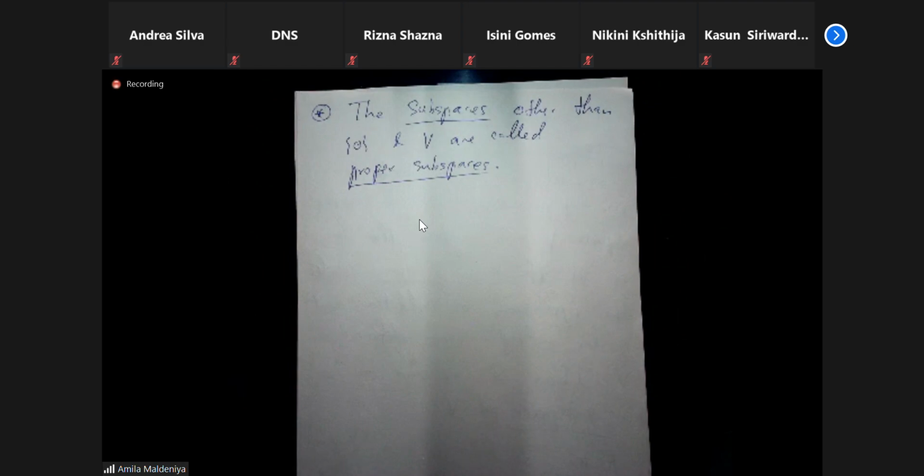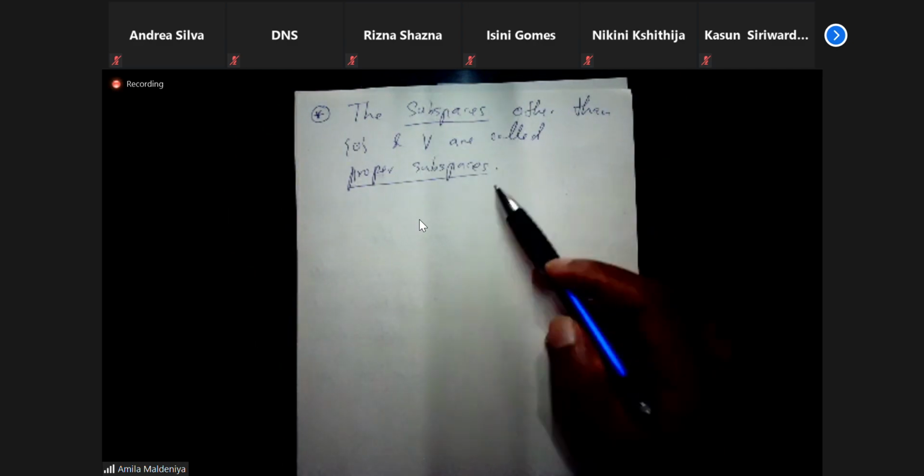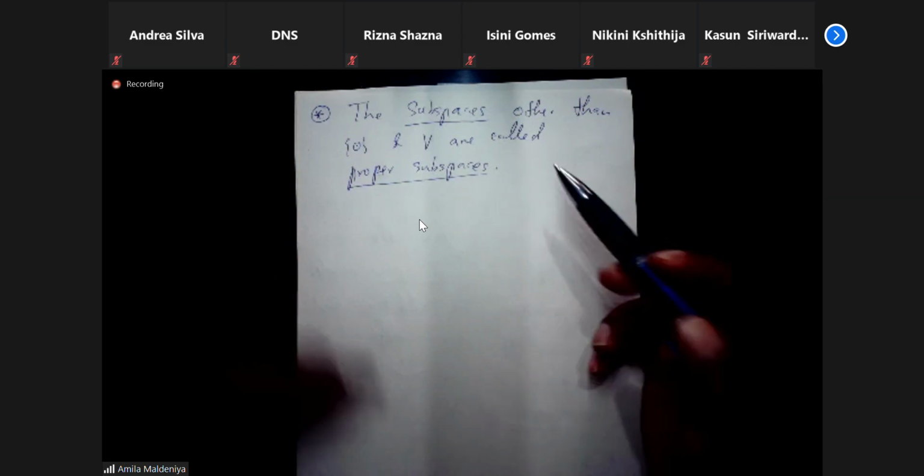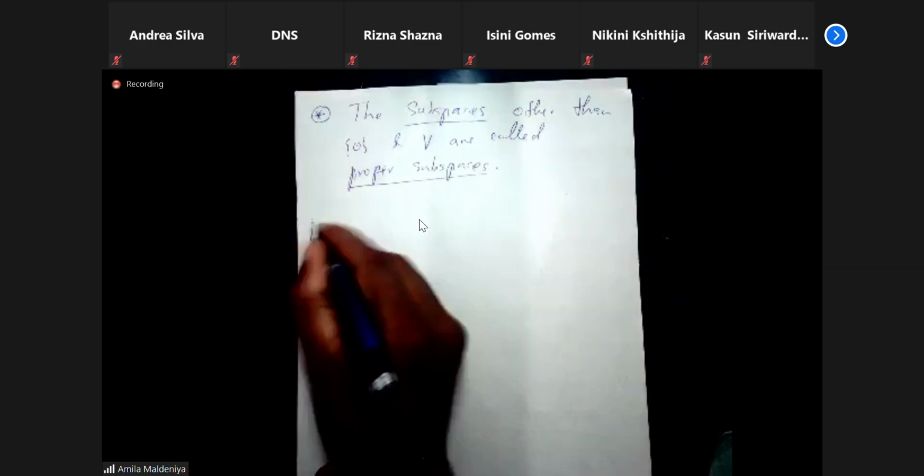Normally in R3, any line that goes through the origin is a subspace. Any plane that goes through the origin is a subspace. Those kinds of things, right? So a proper subspace means any subspace other than the trivial subspaces. Now let's look at an example.